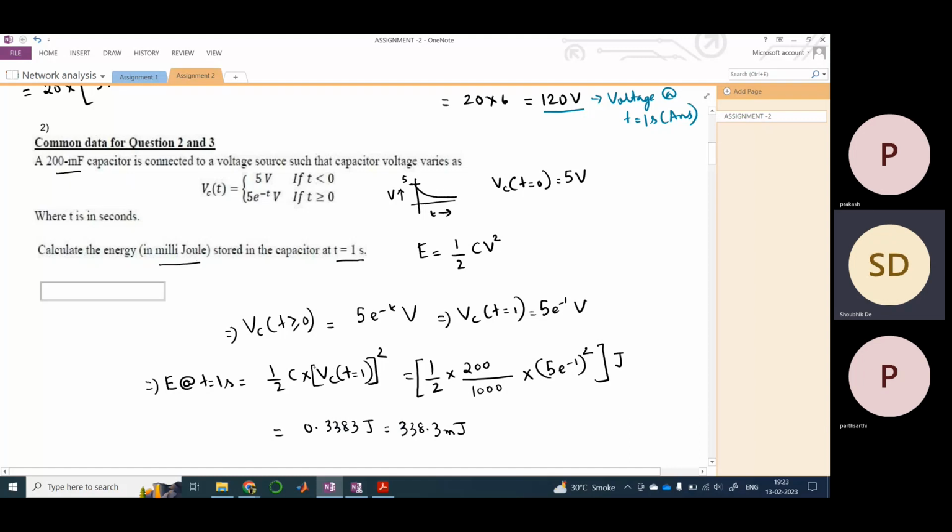So they would be setting a range of maybe 335 to 340. This is the range for the answer. But if you put this value, it would be out of range, right? And hence your total answer would be wrong, but you actually did solve it correctly, right? So just be careful of this, in what unit they are asking, and put the answer according to that. So this is my final energy in millijoule, and this is what the capacitor has stored at t equals to 1 second.